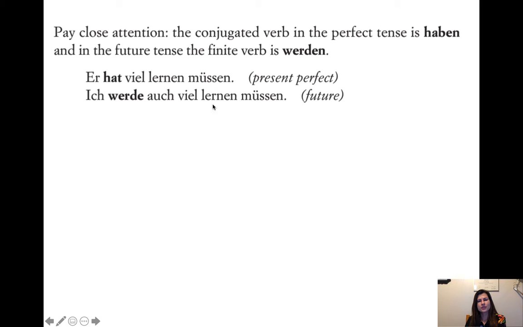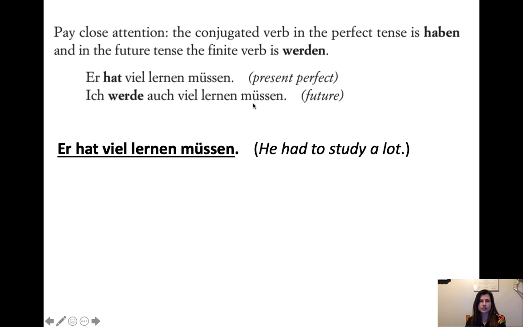Ich werde auch viel lernen müssen. I will also have to learn a lot. So in the future, you've got your conjugated werden, and then you just have the main verb as an infinitive, second to last, and then the modal verb as an infinitive at the very end.